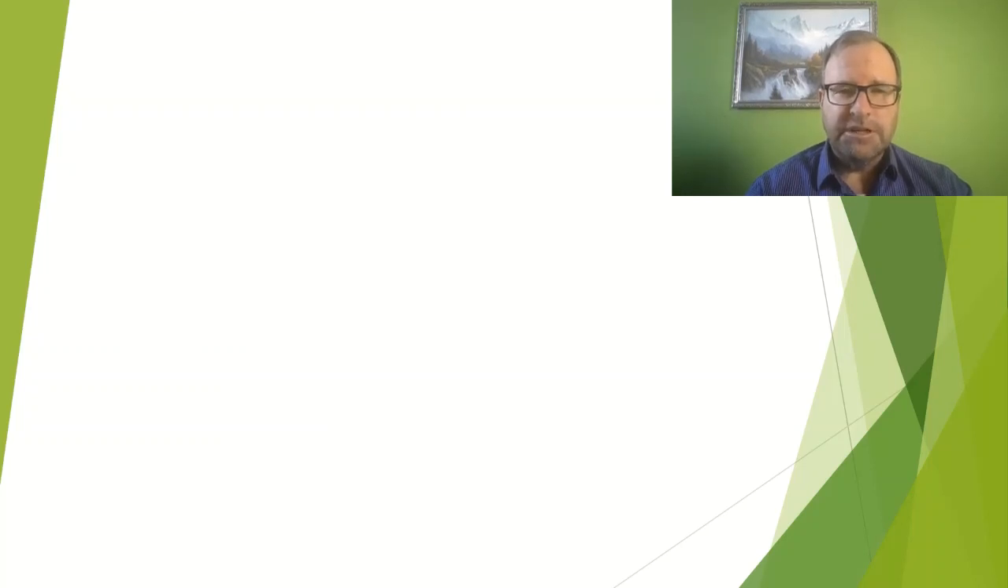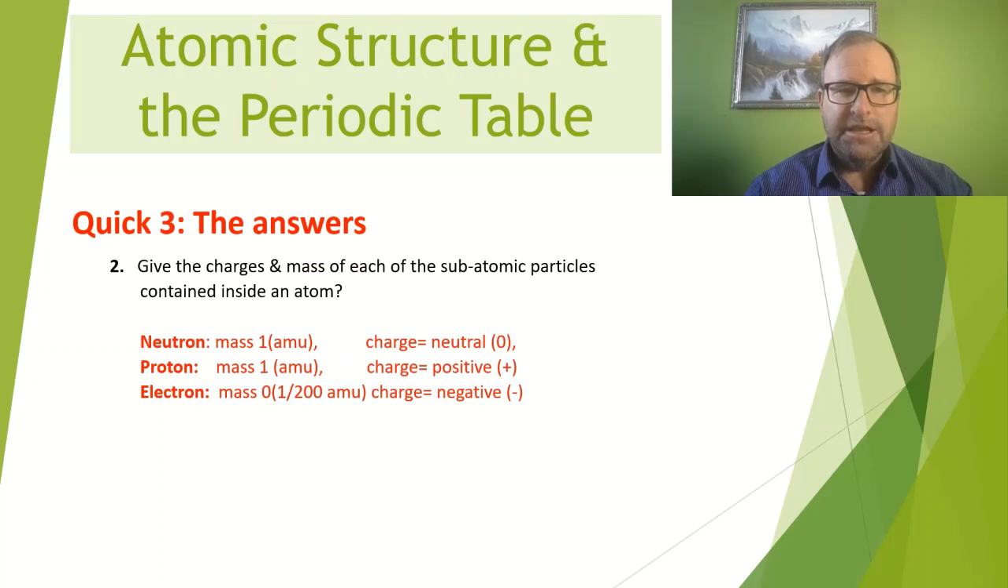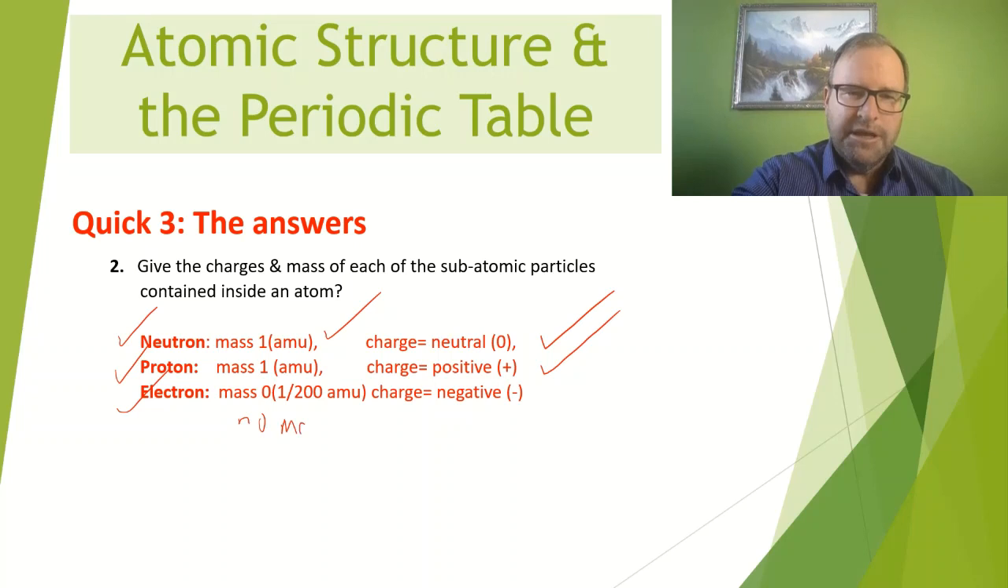Question 2 here, the suggested answer. Okay, give the charges and mass of each atomic particle. So we've got here the neutron, mass 1 AMU, and its charge is neutral or 0. We've got the proton, mass 1 here, and its charge is positive. And then we've got the electron, mass is 1/2000, or respectively saying no mass, if you want to say that. And its charge is negative. Here we go to the third question.